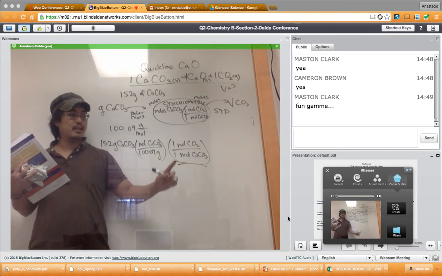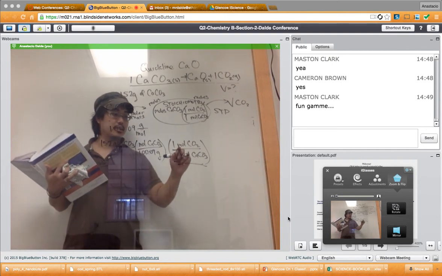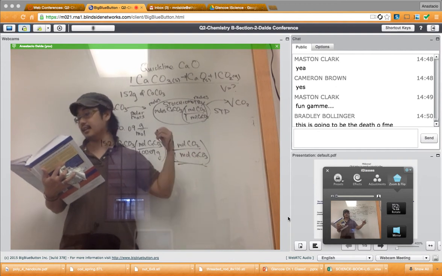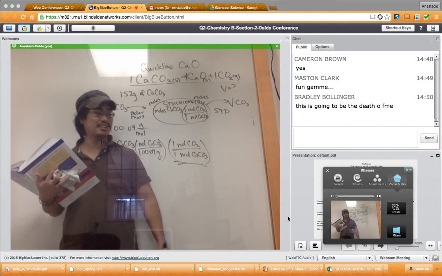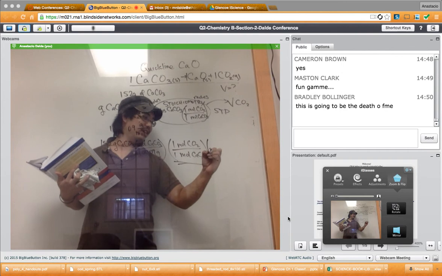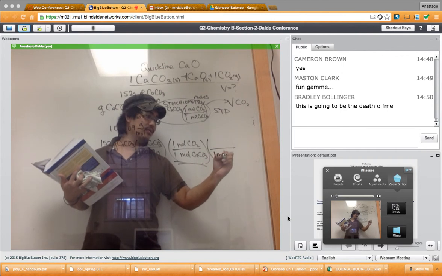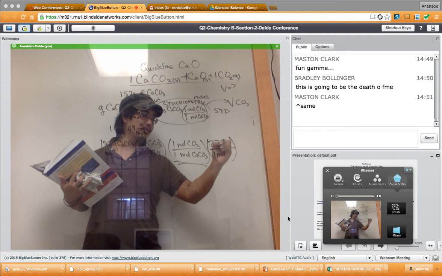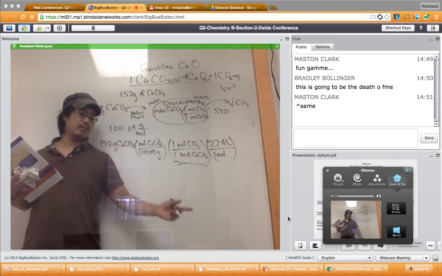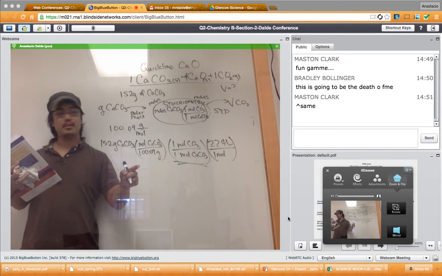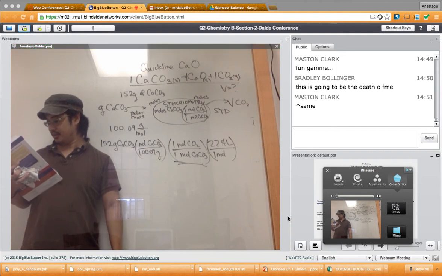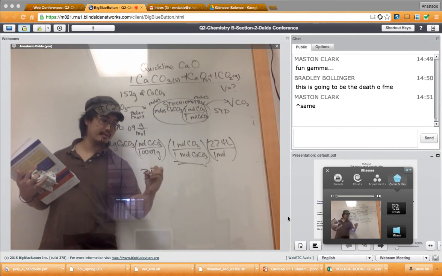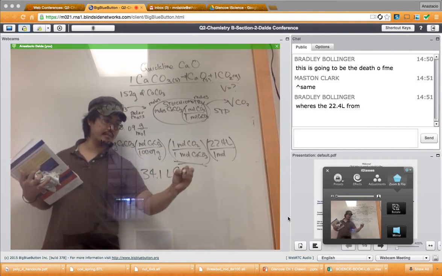And then I'm going to say, okay, I have 1 mole of CO2 gas at STP. So I'm going to say 1 mole is 22.4 liters. So all you do is take 152, divide it by 100, multiply it by 1, divide that by 1, and multiply by 22.4. And you end up getting 34.1 liters of CO2.